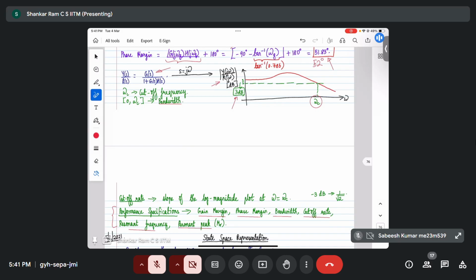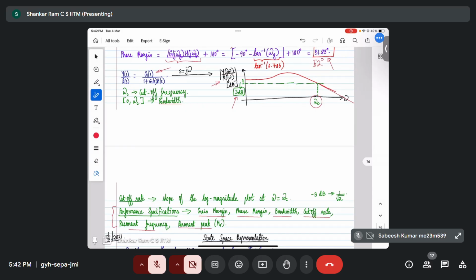Omega c. The system will allow to pass the frequencies which this closed loop system will allow to pass. Obviously, we want high bandwidth systems, but high bandwidth systems are costly. They are going to be expensive, so that's why there is always a trade-off. Cutoff rate is also the rate at which the slope of the magnitude curve goes at the cutoff frequency, that is the slope at omega equals omega c.